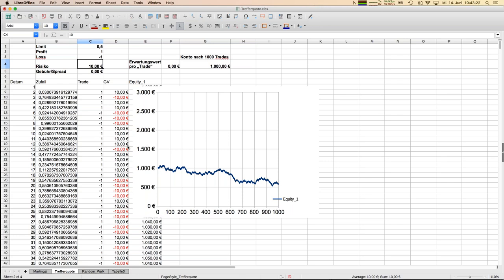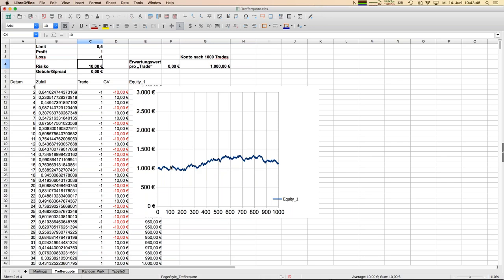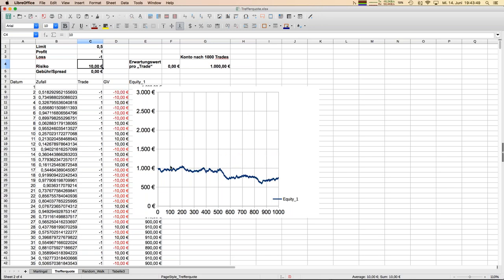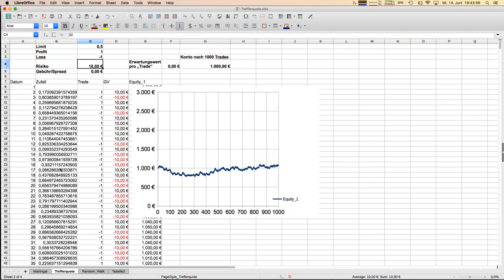Look to that Excel sheet here. After 1,000 trades, I'm about at 600 euros. So my losses have accumulated to 400. And that is only because of statistics. I can now get a new chart, this one or this one. And always I just press here F9, which gives a new sequence of random numbers. And you see what changes we have within our possible trading account.